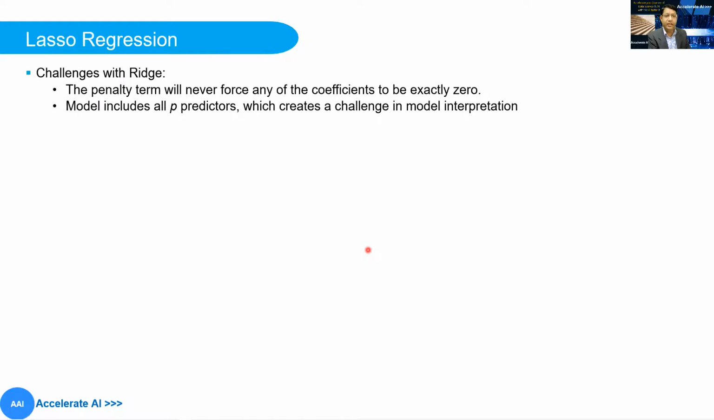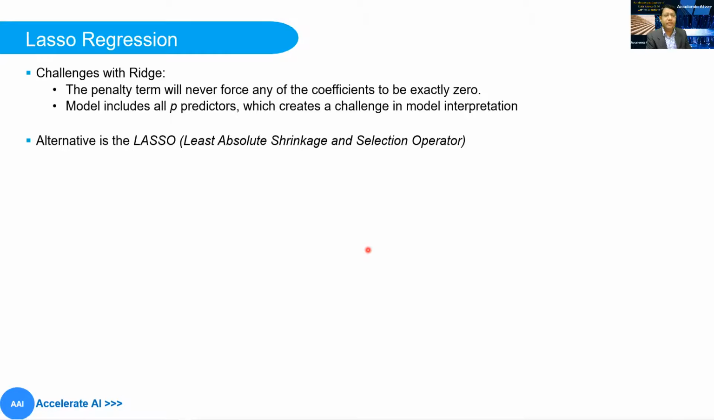The penalty term will never force the coefficients to be exactly zero. It will only shrink them. So we will always have the model with all of these p predictors. So if p is very large, let's say 5,000 or so, it will create a challenge in our model interpretation.